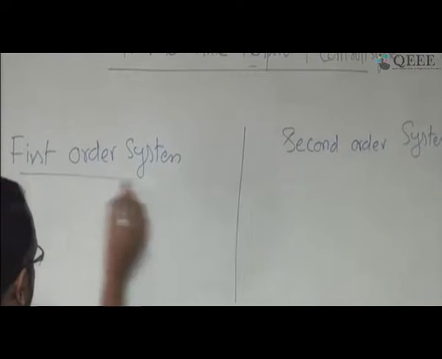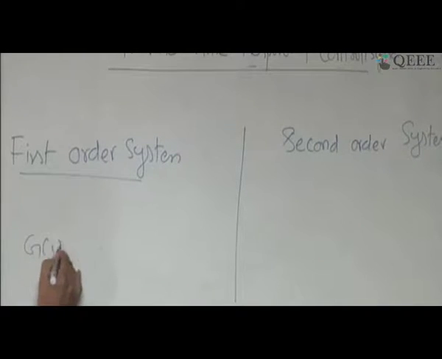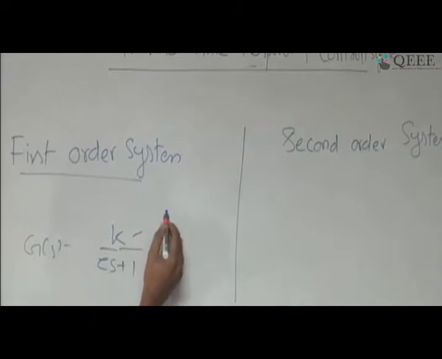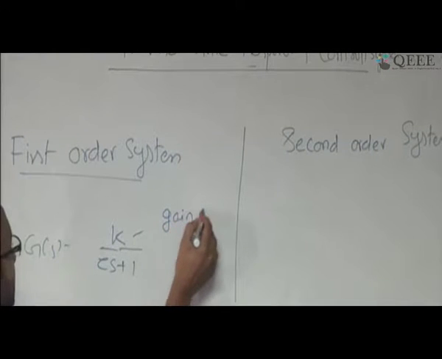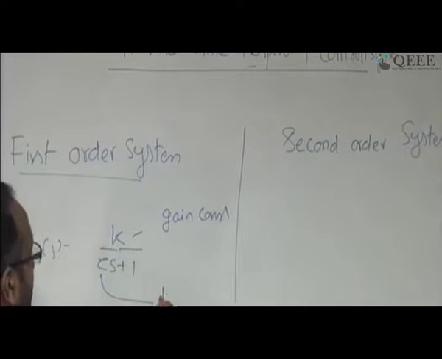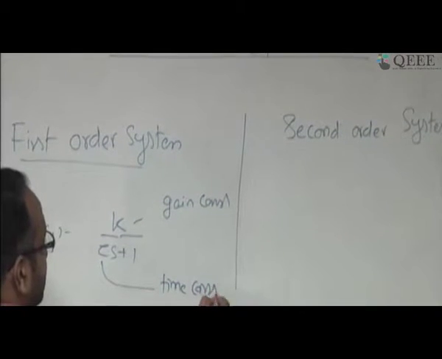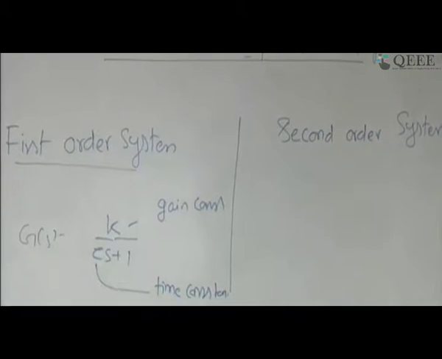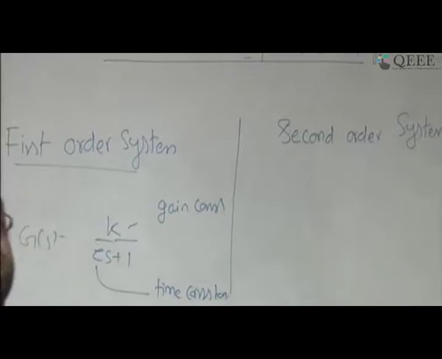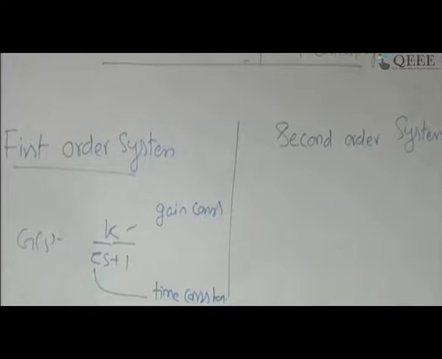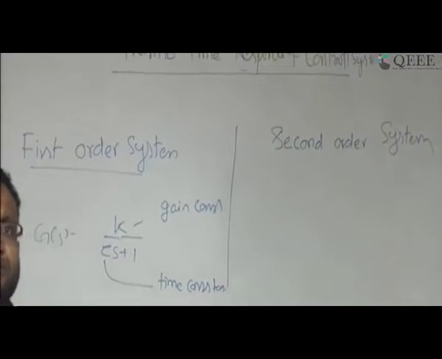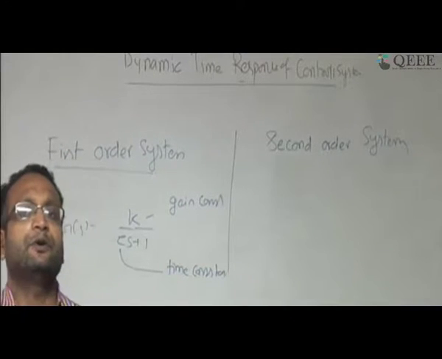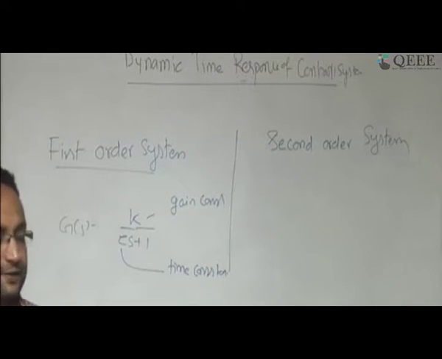So in a first order system, I mentioned the transfer function is going to be K by tau s plus 1, where K is your gain constant and tau is your time constant. Whenever we analyze a control system, we look at the response of the system for a very standard input signal, specifically unit step and unit ramp. But this standard input signal tells us how my system is going to behave.